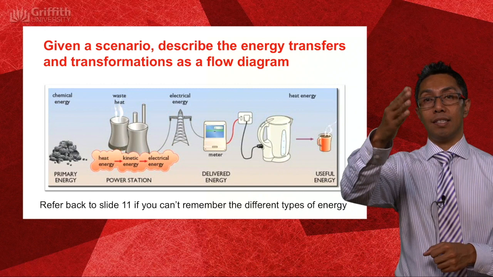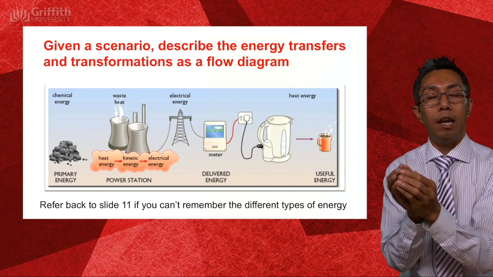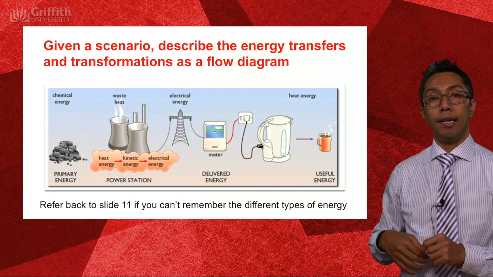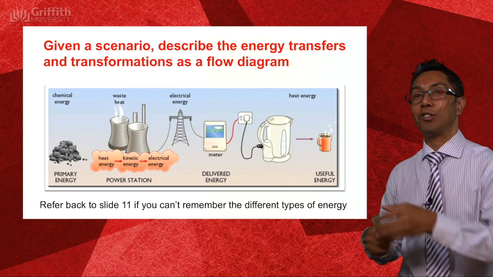So it goes from electrical energy, and it goes through the wire, through the element. As it passes through the element, there's a huge amount of resistance in the heating coil in that kettle, and it gets converted back into thermal energy. That thermal energy is then passed on to the water and then into the coffee cup.